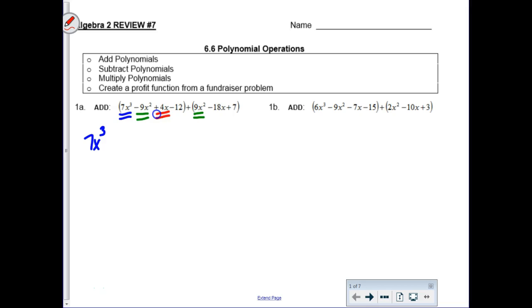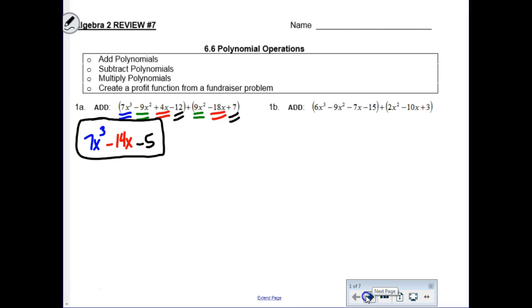The linear terms, which are your x's, we have 4x plus negative 18x is negative 14x. And then finally you have some constants. We have negative 12 plus 7, which is a negative 5. The answer can technically be in any order. This is called standard form, so that's the one I like the best. That's the one I'm going to leave it in. Okay, I'll leave 1b for you.